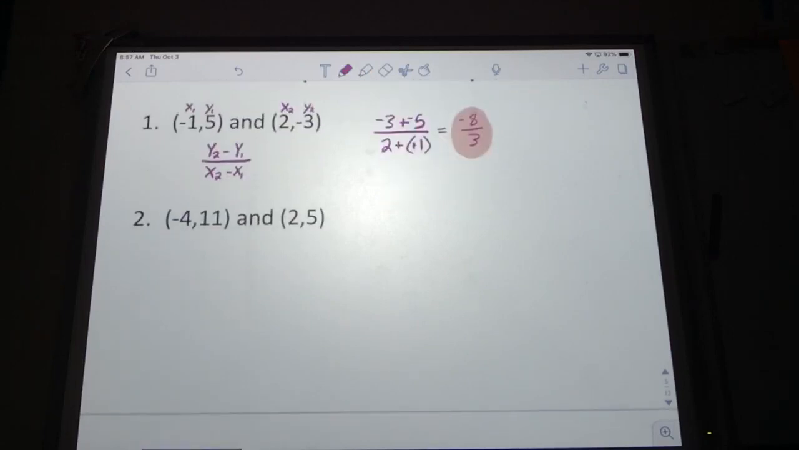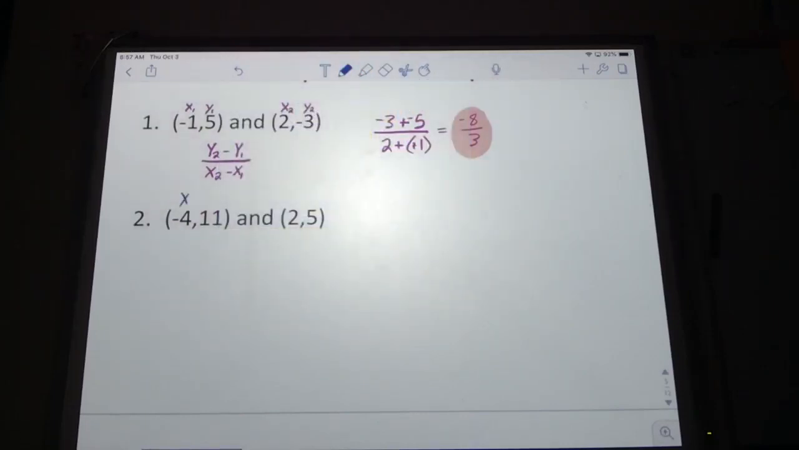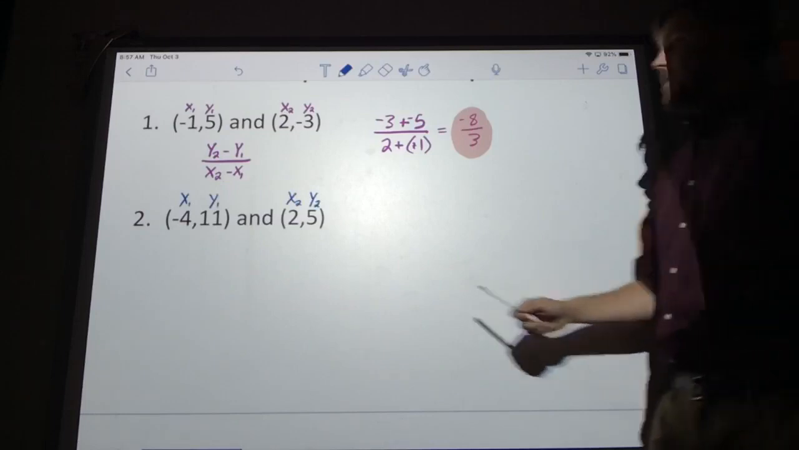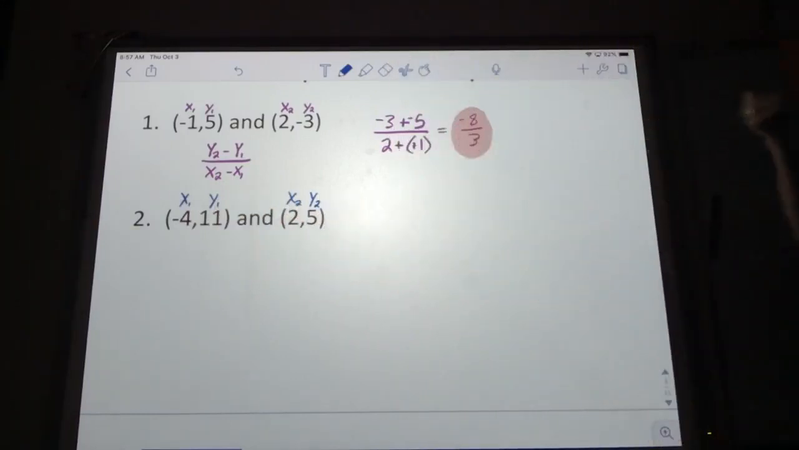Okay, so same thing here. I would highly advise labeling it every single time. X2, Y2. Another common mistake is, for some reason, people put X1, X2, Y1, Y2. Okay, it's always XY, then XY. Okay, plug those in and get to a slope for me.